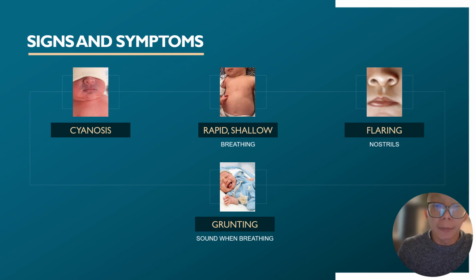Now, the signs and symptoms of NRDS are often noticeable immediately after birth and get worse over the following few days. They can include blue colored lips, fingers, and toes, which is also known as cyanosis. Rapid, shallow breathing, as you can see on the diagram. Flaring nostrils, and a grunting sound when breathing. These symptoms occur due to the lack of oxygen perfusing to the tissues in the newborn's body.